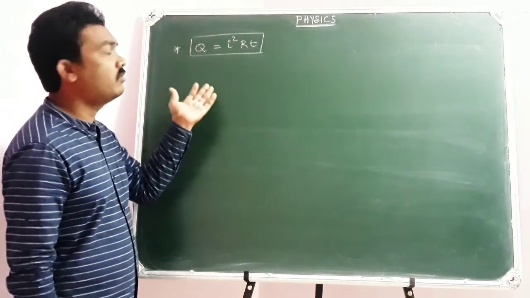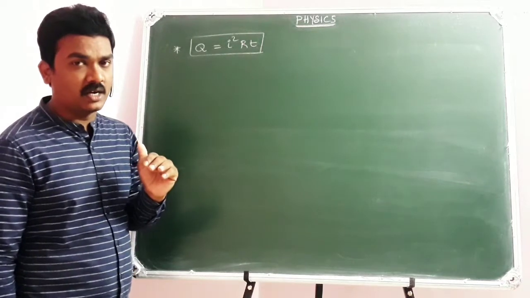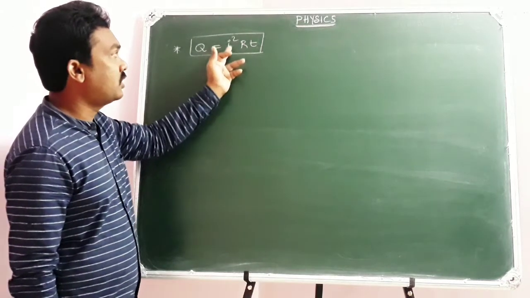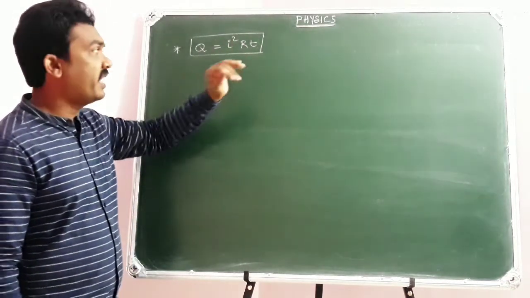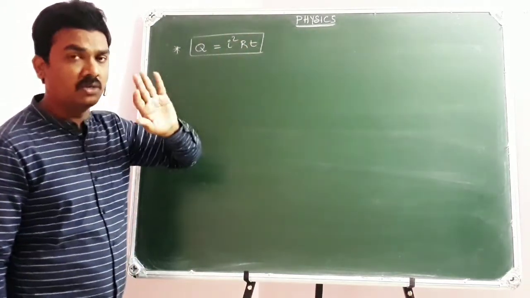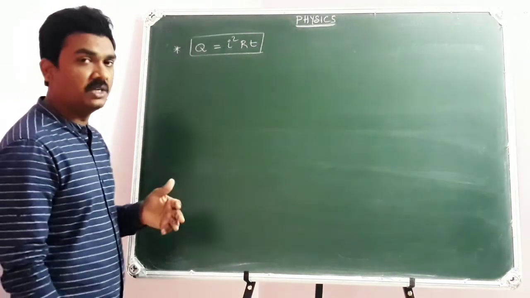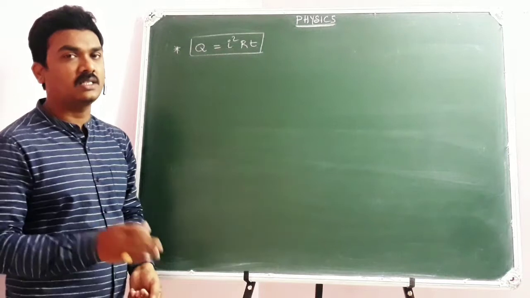So we have finalized that the amount of heat energy produced in a current carrying conductor will be directly proportional to the square of the current flow, directly proportional to the resistance of the conductor, and directly proportional to the time for which current flows through the conductor, under some terms and conditions which we were discussing in the last class.